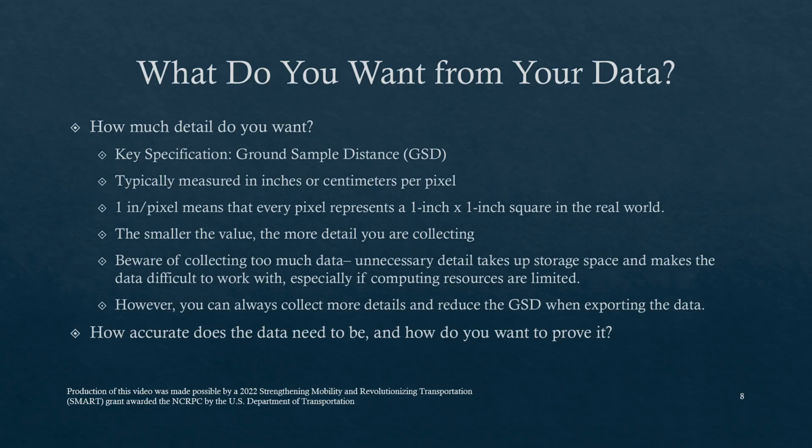Things you need to think about is how much detail do you want? This is measured as ground sample distance, or GSD, which is typically measured in inches or centimeters per pixel. This means a 1 inch per pixel. Every pixel represents a 1 by 1 inch square in the real world. The smaller this value, the more detail you're collecting.